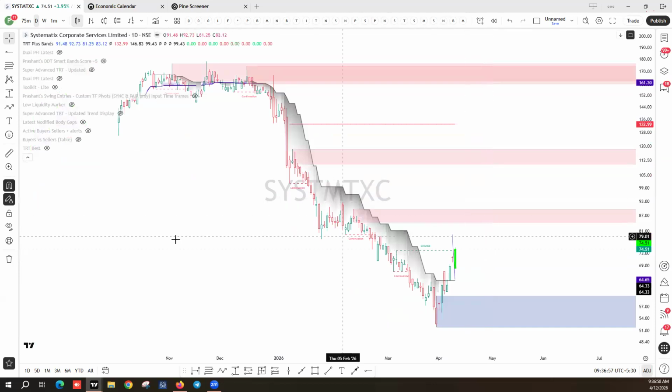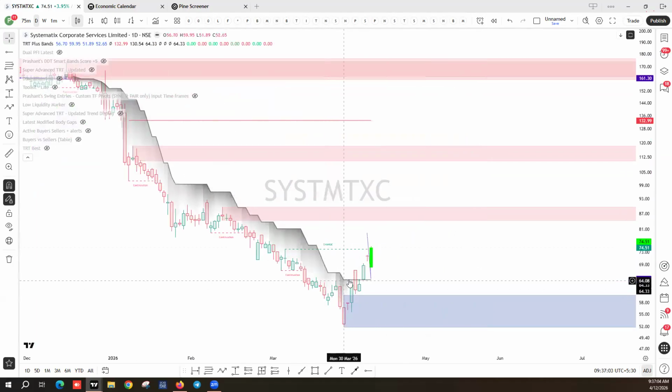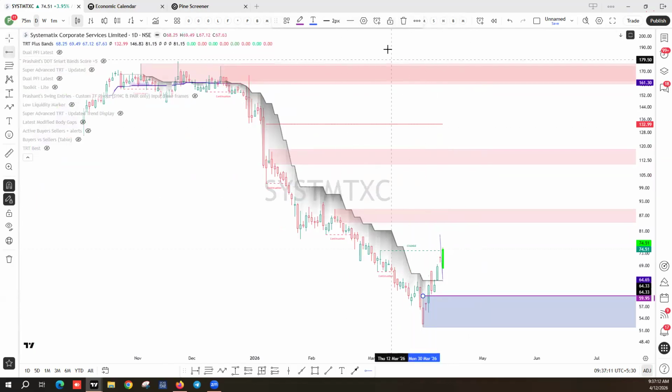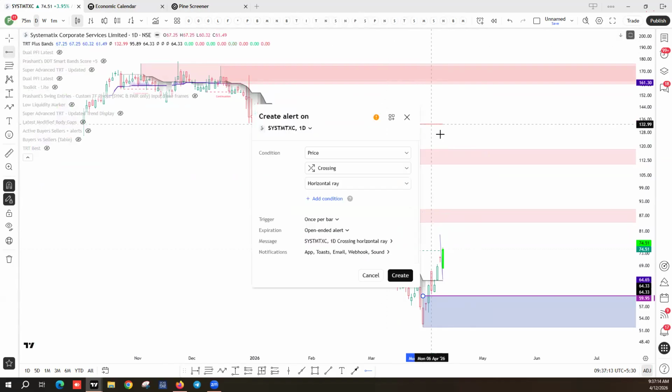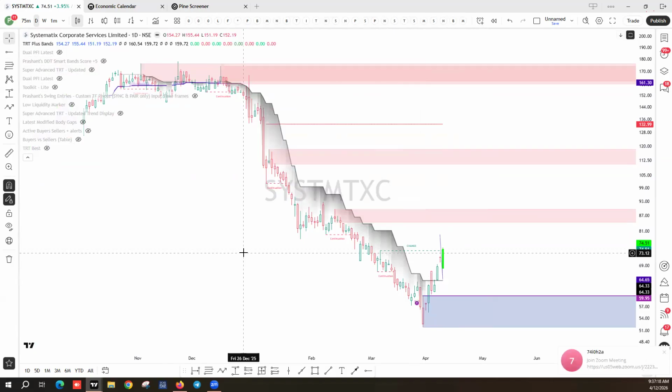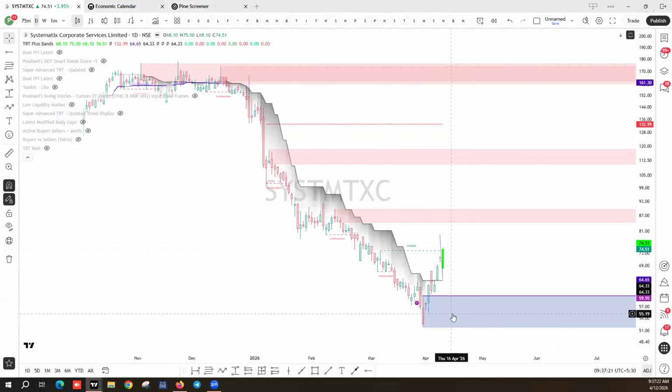Systematics. This is a new IPO stock. It has changed to green color. Bullish momentum is appearing. Bearish momentum is still present. So just wait and watch. Let it come down to our price. And when it comes, we'll decide at that time.